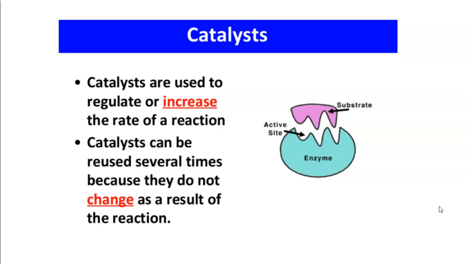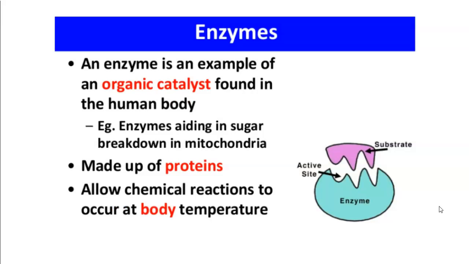So in the picture there, you can see an enzyme with an active site and a substrate. You will remember that an enzyme is specific to the substrate. So it essentially fits together, kind of like puzzle pieces fit together. So an enzyme is an organic catalyst. So organic meaning it contains carbon that's found in the human body.